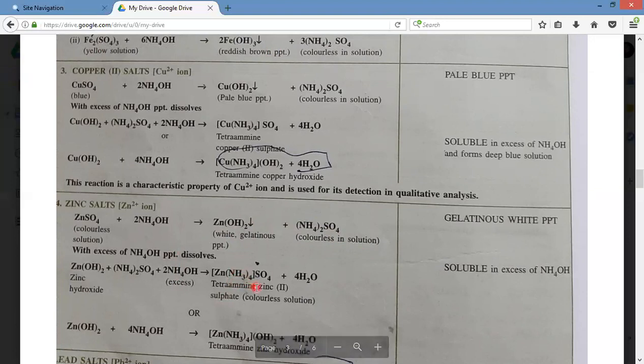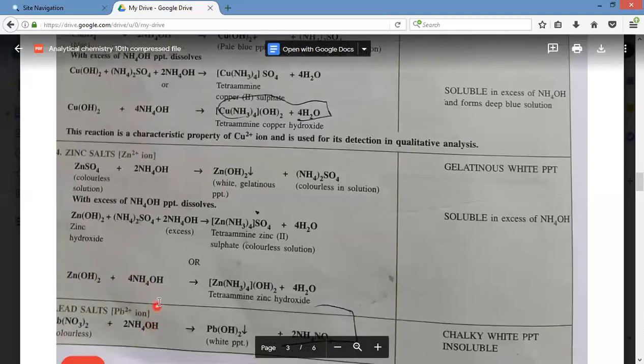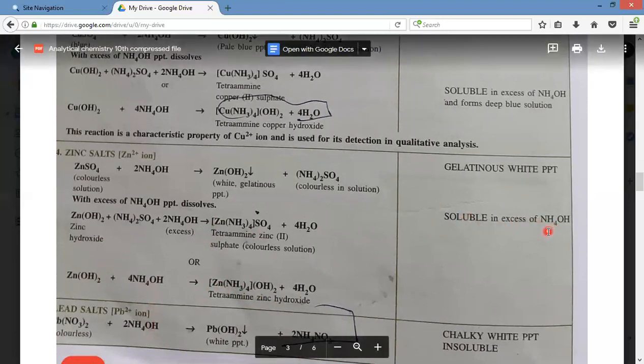Check it, amine is 4, NH3 is 4. That's why tetraamine. Zinc is 2, which means the oxidation state of zinc is 2. Then the sulfate, a colorless solution, is forming. And if we are taking only zinc hydroxide for the further reaction with excess ammonium hydroxide, tetraamine zinc hydroxide is forming. Either reaction is valid. You can write any reaction. Both are valid in that case. That is soluble in ammonium hydroxide.